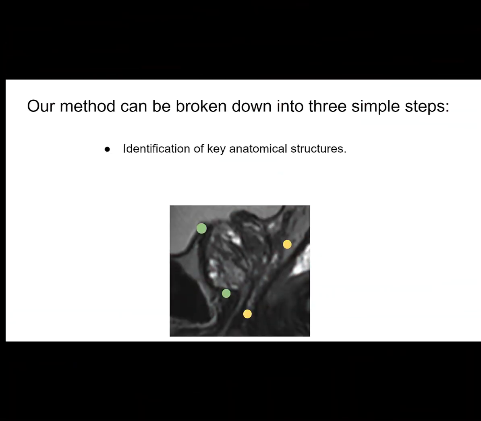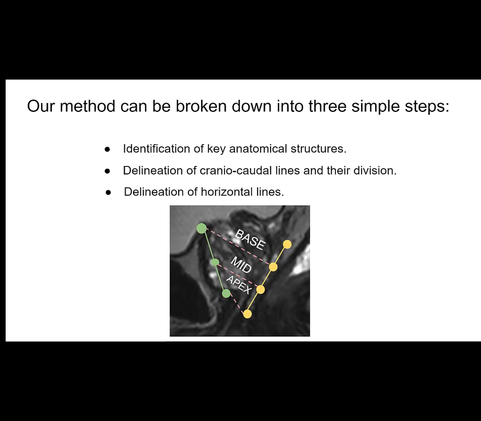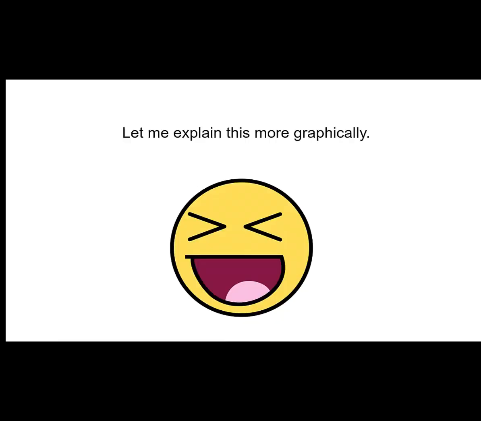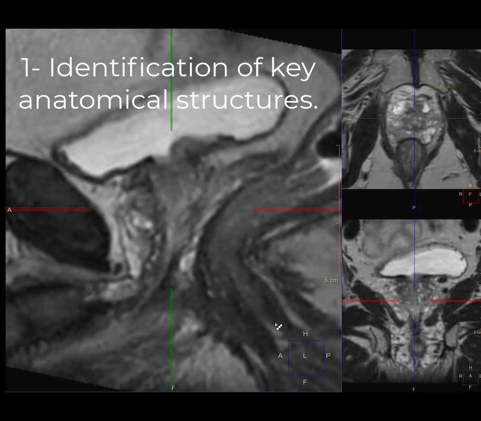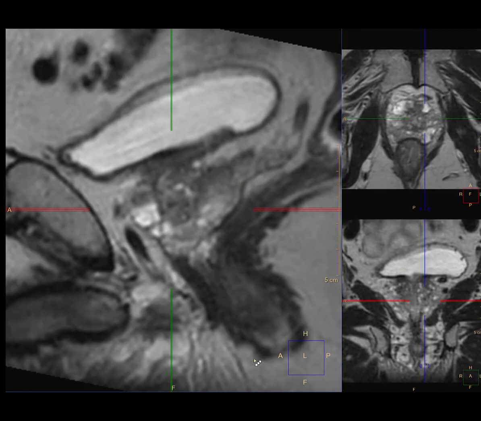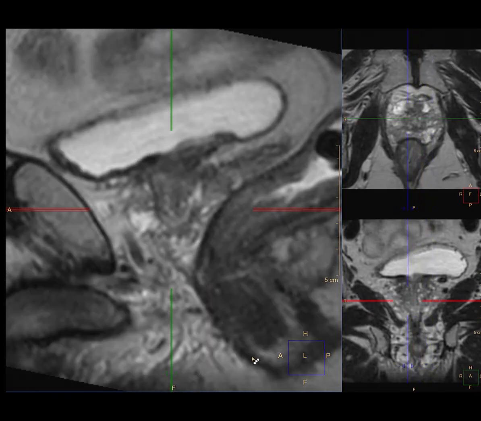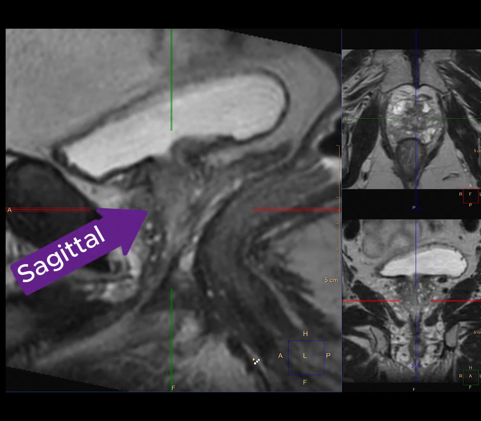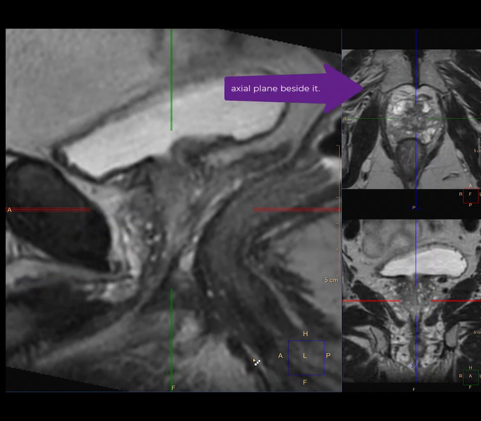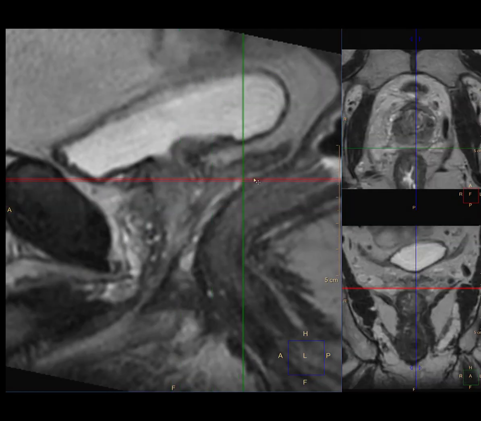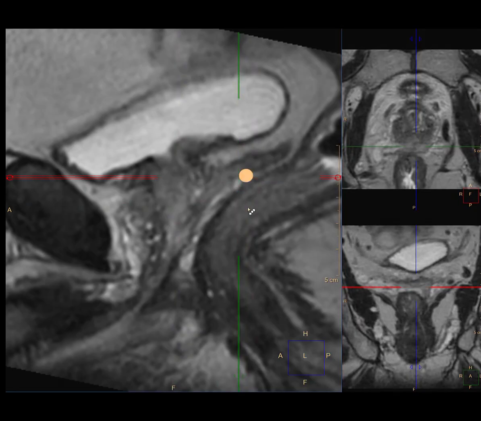The method can be broken down in 3 simple steps: identification of key anatomical structures, delineation of vertical lines and their subdivision, and delineation of horizontal lines. Let me explain this more graphically. To identify the key anatomical structures, we have to localize ourselves in the middle of the gland, in the sagittal plane, with an axial plane beside to check. First structure: the prostatoseminal angle between the seminal vesicles and the peripheral zone.